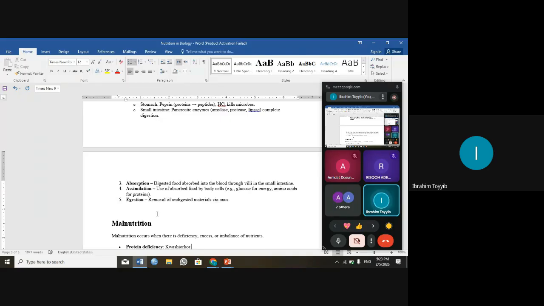And in the large intestine, we have what? The first part is called the colon, the second part is called the cecum, and the third part is called the rectum. So after the rectum is the anus. It is through the anus that the undigested material will be removed. Egestion, starting with E, is the removal of undigested material via the anus.